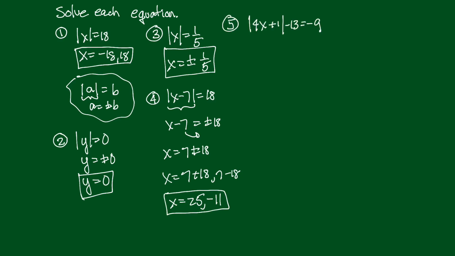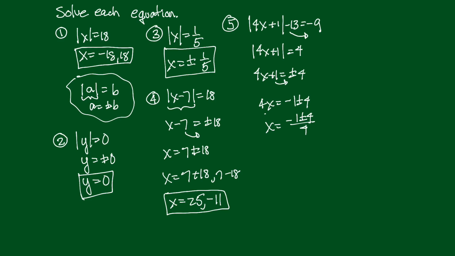All right, before we remove the absolute values, let's get it isolated on one side. So let's add the 13. So we'll get absolute value of 4x plus 1 equals, now negative 9 plus 13 is a 4. Now we'll remove the absolute value. So we'll get 4x plus 1 equals plus or minus 4. Let's subtract the 1. So we'll get 4x equals, now I'm subtracting 1, so I get negative 1 plus or minus 4. Now I'm going to divide by 4. So I'll get x equals negative 1 plus or minus 4 over 4.